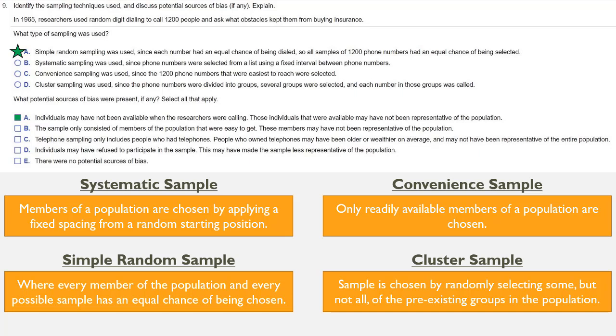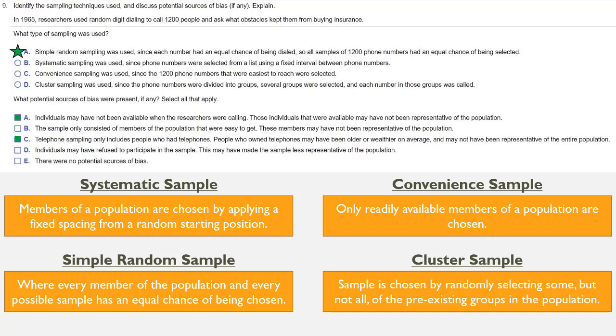What about the second one? The sample only consisted of members of the population that were easy to get. These members may not have been representative of the population. No, because we're random digit dialing, that doesn't make them easy to get. For choice C, telephone sampling only includes people who had telephones. People who owned telephones may have been older or wealthier on average and may not have been representative of the entire population. That is a potential source of bias.